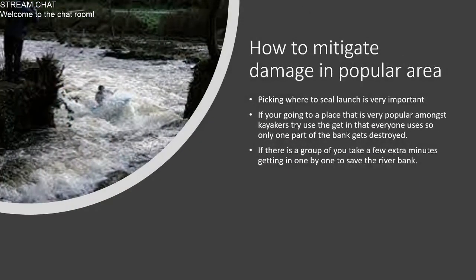And now we're going to talk about how to mitigate damage while doing our seal launches. So in a popular area, say like Sluice, I'm imagining you've all been to Sluice at one point or another. Picking where to seal launch is very important. If you're going to a place that's very popular, like Sluice, try to use the spot that everyone uses, so it's just one part of the bank that is destroyed and not the whole bank. If there's a group, take a few extra minutes to get in one by one to save the bank, because if you don't save the banks, you never know, we might lose access to Sluice to let the banks regrow. So it's just better off, and it's only taking a few extra minutes, so there's no harm to it.